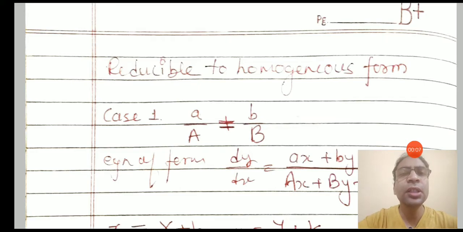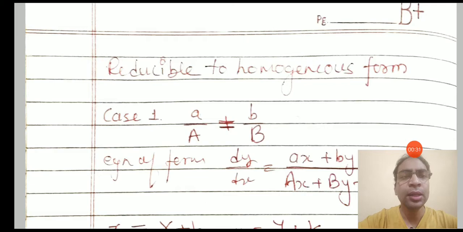We are dealing with the ordinary differential equation. In the previous lecture we had seen the homogeneous equations, and we had seen how we can solve the homogeneous equations. We have worked on few examples of those equations. So today we will talk about the equations which are reducible to homogeneous form.